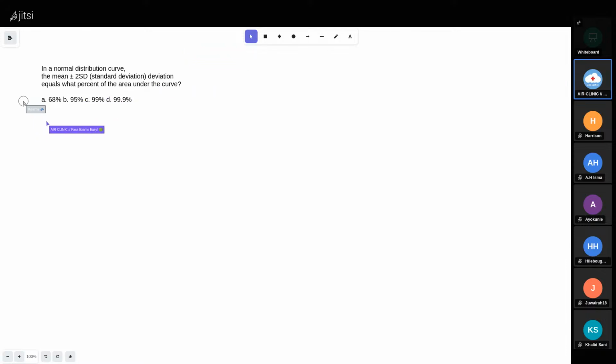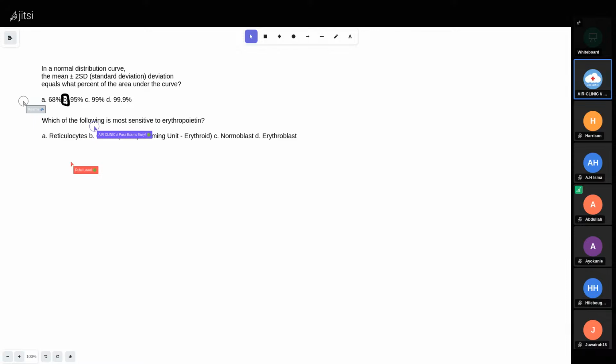Yeah, B is the answer. That 95% is regarded as the confidence interval. Basically, that's the values within which most of the population, more than 95% of the population, will fall. And that's what is used for reference ranges.